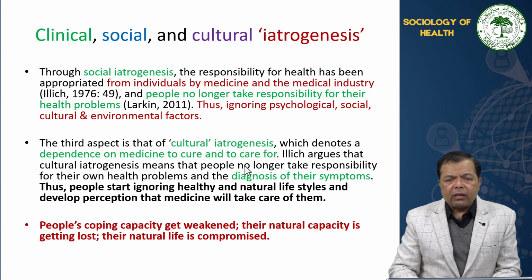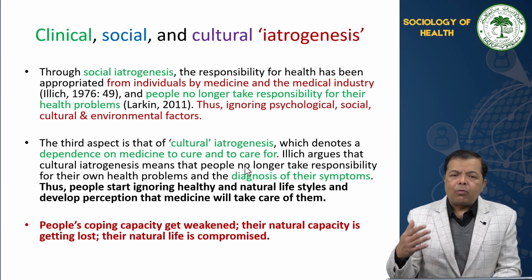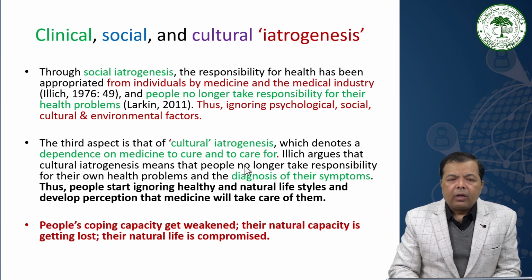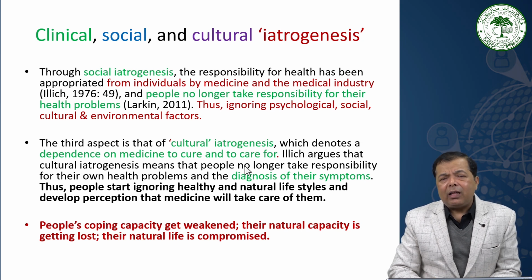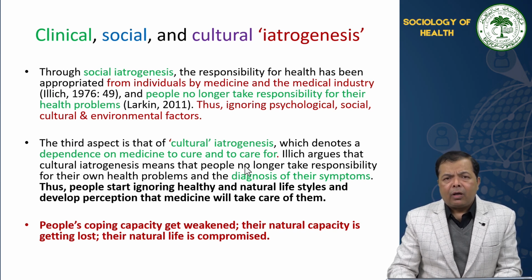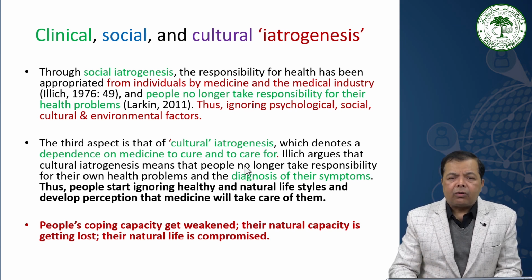Then comes the third type. The third aspect is that of cultural iatrogenesis. So from clinical to social, and now from social to cultural. Now this cultural iatrogenesis denotes a dependence on medicine to cure and to care for. Now I've highlighted the words cure and care for. There are two important things. Now medicines are not only becoming important for cure, but also for care. Now care is a human component. We have been talking about health care or medical care. Now in these concepts, care is considered as a human component, a social component, a cultural component. But in this situation of cultural iatrogenesis, this cultural component of care is getting substituted by, again, medicine or medical practices.